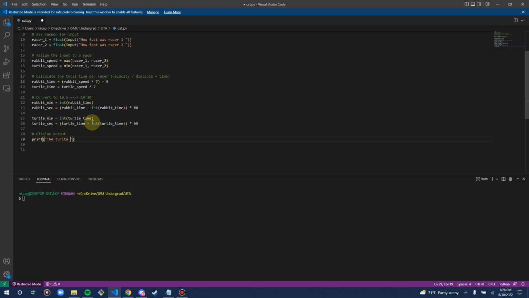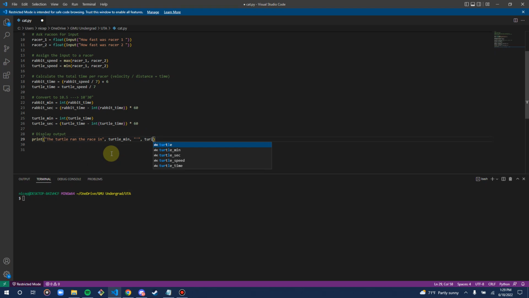The turtle ran the race in, and then I'm going to include the variables I have here. I am first going to show the way most of you guys are doing it, and ran into a little error, but we'll solve that one thing together. So I'm going to say turtle min, comma, and then he wanted the single quotes first, so I can put a single quote within double quotes, and that should be fine.